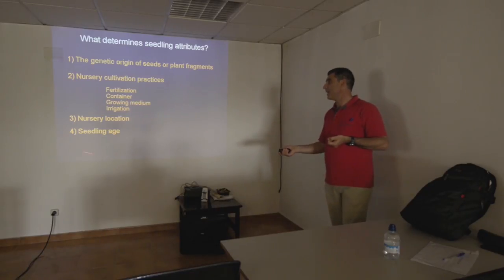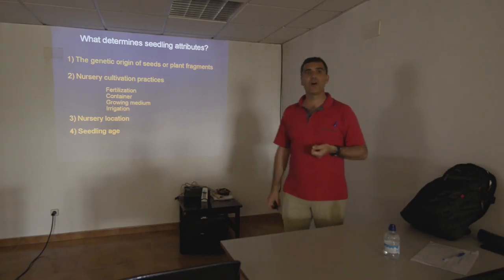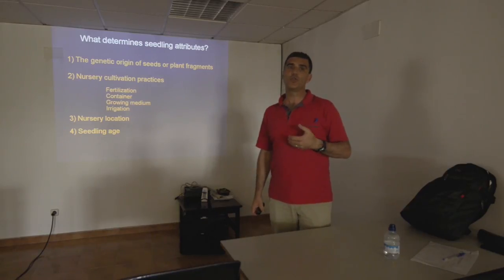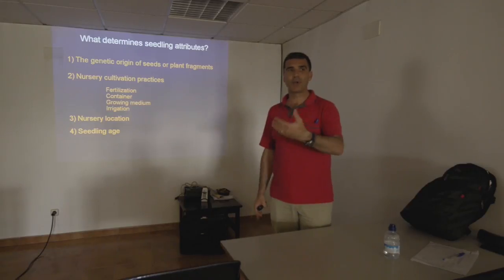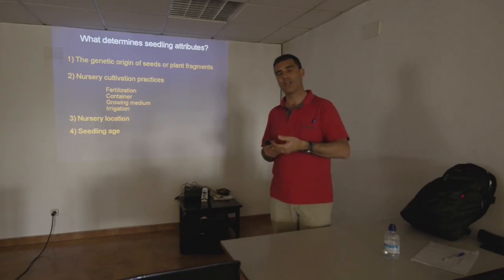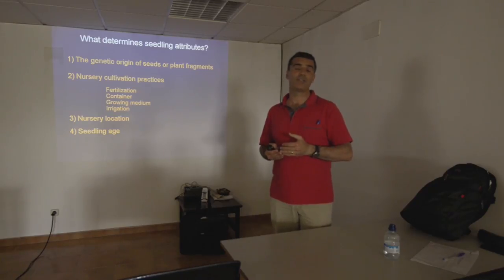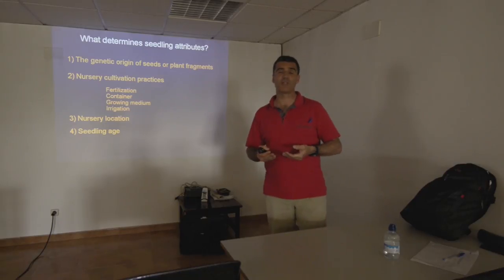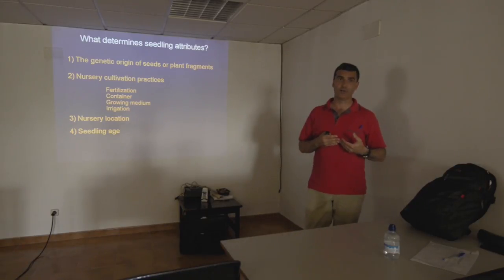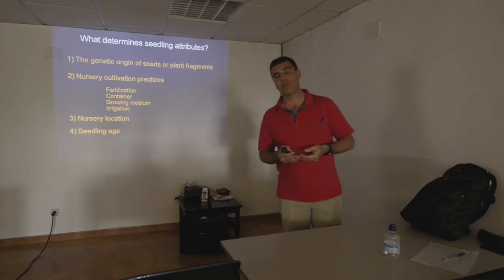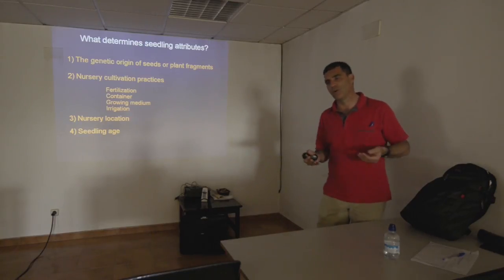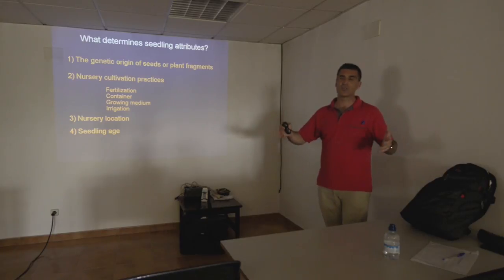And finally, seedling age, the age of our plants. Usually, within a species, older plants, if they are not grown in larger containers, have lower quality, their attributes are poorer, and they have lower performance than young seedlings. For example, one-year-old seedlings usually perform better in the field than three-year-old seedlings within a species.